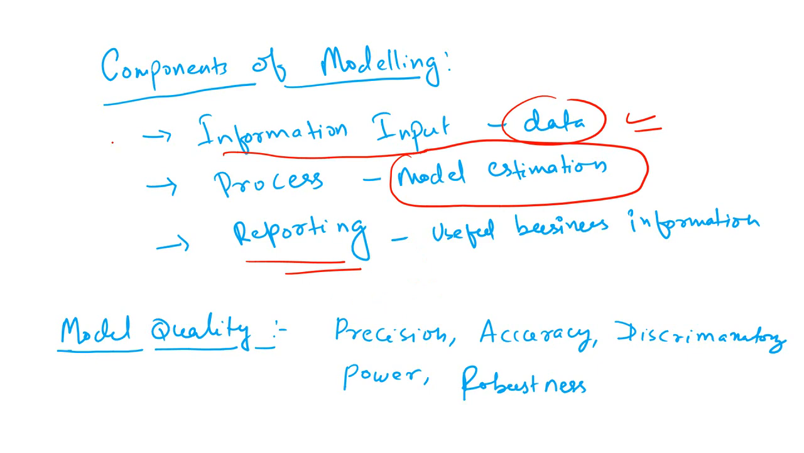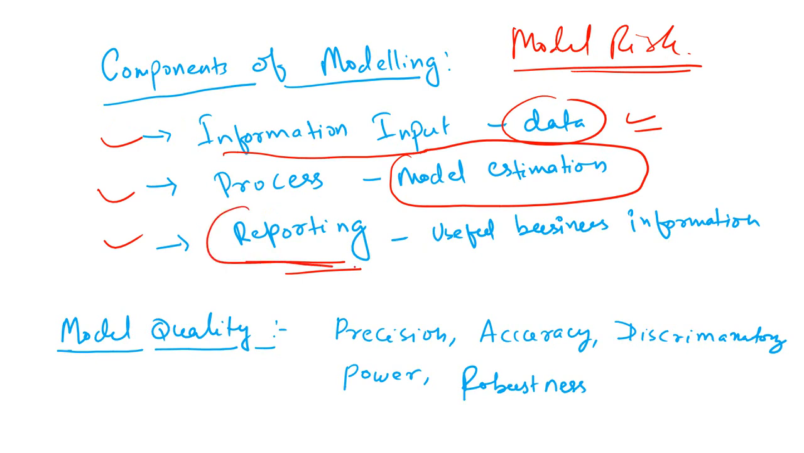Problem can come from all three sources. When we're talking about model risk, we're talking about error in the model, and it can come from any of these three sources: from data, from estimation, and from reporting. So we'll see what errors one might encounter while building a model, implementing a model, and using a model in the BFS industry.